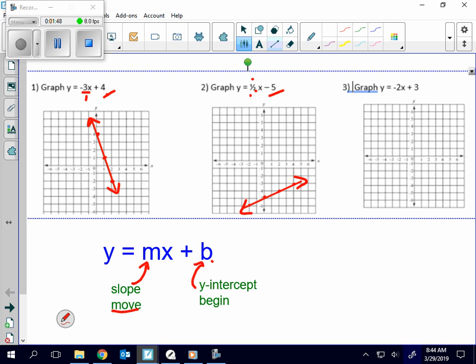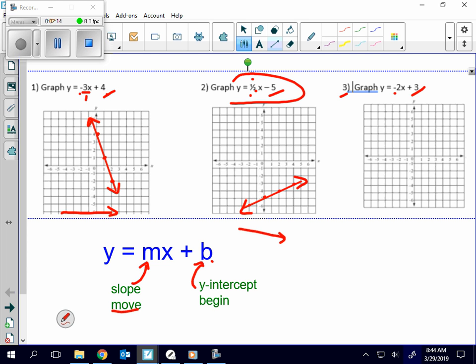I want you to notice something. On this one I just graphed, the line looks uphill as we read from left to right. It is uphill and my slope is positive. This line looks downhill as I read from left to right, and that makes sense because my slope is negative. So on the third question, I want you to make a prediction. How will that line look? Hopefully you said downhill because our slope is negative.